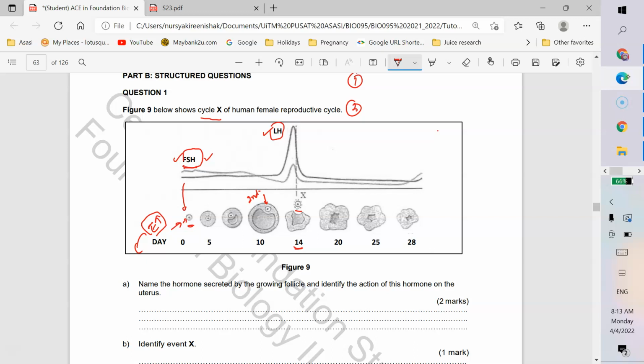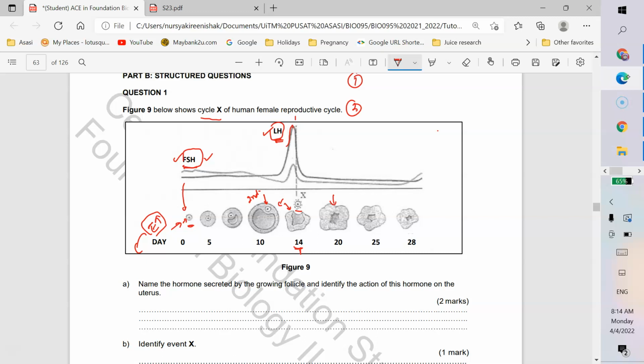During ovulation, the secondary oocyte will be released, and if you observe the graph here, the secretion of LH will surge just before day 14. The secretion of LH will peak to cause the mature follicle to rupture and release the secondary oocyte during ovulation. Make sure that you notice that the peak of LH is just before day 14, just before ovulation occurs. After the secondary oocyte is released into the fallopian tube, the ruptured follicle will be converted into the corpus luteum.